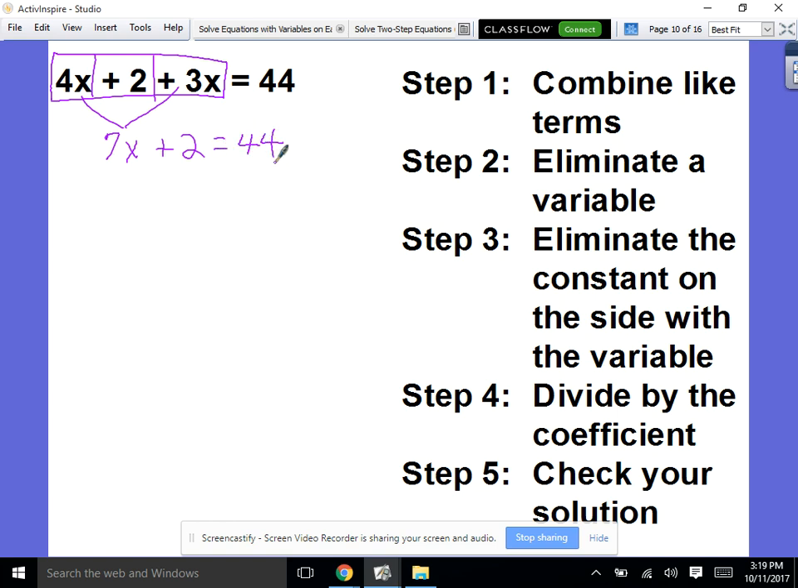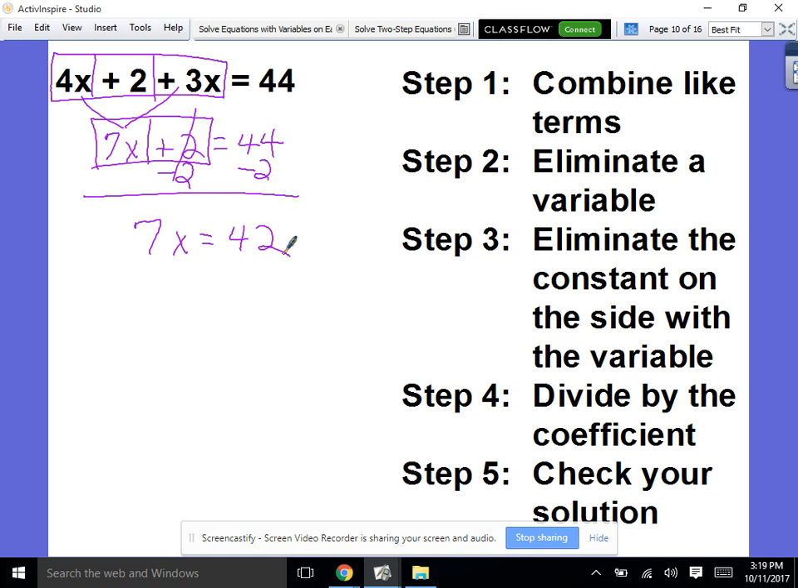Step 2, we're going to eliminate a variable. Well, we don't have a variable on each side, so we only have one variable. We can't eliminate it. We move on to step 3. Eliminate the constant on the side with the variable. That means we've got to get rid of this 2, so we do the opposite. We subtract 2 from each side. That leaves us with 7x equals 42.